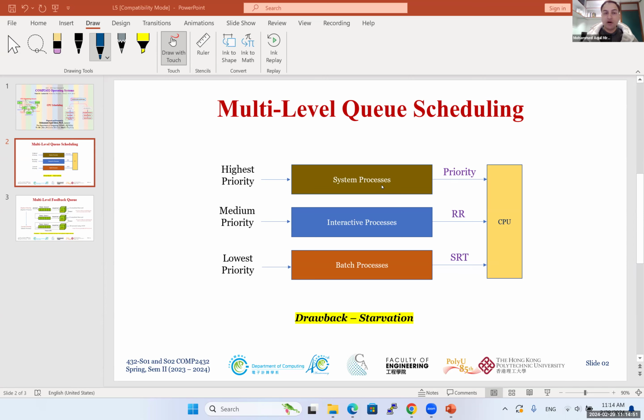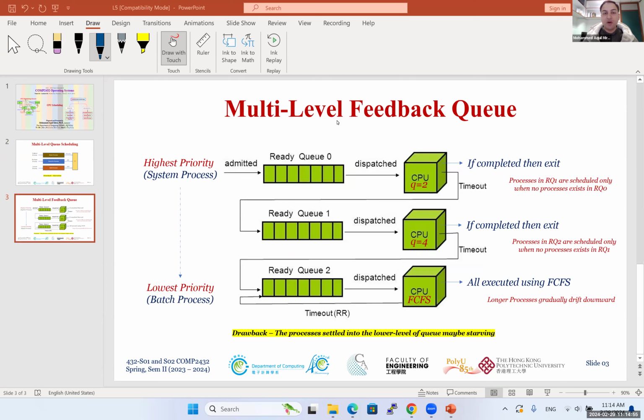Now, in order to resolve this problem of multi-level queue scheduling, we will have something called as multi-level feedback queue. So if you notice here, we already have the same queues. We are maintaining still the same queues like Q0, Q1, and Q2. However, we are trying to provide a feedback link from each of the ready queue to the other ready queue.